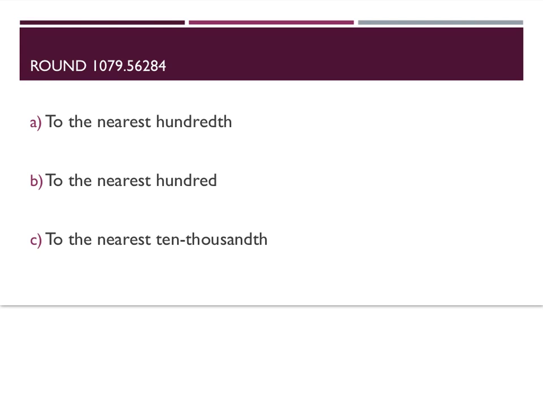If we mix it up a little bit, the nearest hundredth is after the decimal point. That would be the 6. Everything to the left stays the same. The 6 stays a 6 because if I look immediately to the right, I have the digit 2, which is between 0 and 4. So the 6 stays a 6.